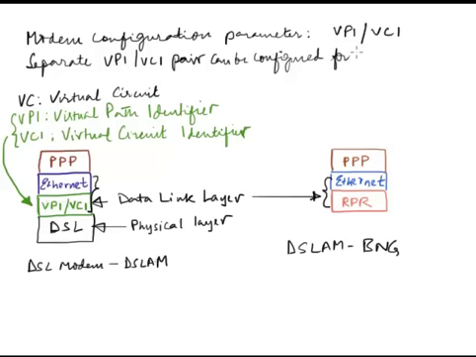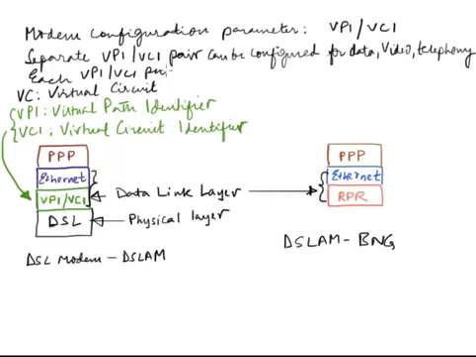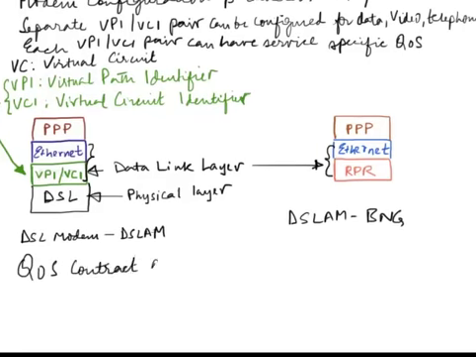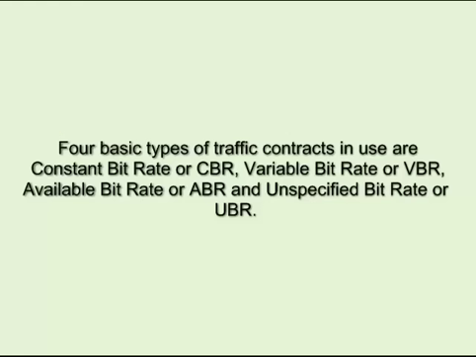Since separate VCs can be dedicated to data, video, and telephony services, each VC can be configured with the quality of service or QoS contract that is needed for delivery of the concerned service at its optimal quality. Every contract comes mainly in the form of traffic engineering to achieve the desired bitrate demanded by a service. Four basic types of traffic contracts in use are constant bitrate or CBR, variable bitrate or VBR, available bitrate or ABR, and unspecified bitrate or UBR.